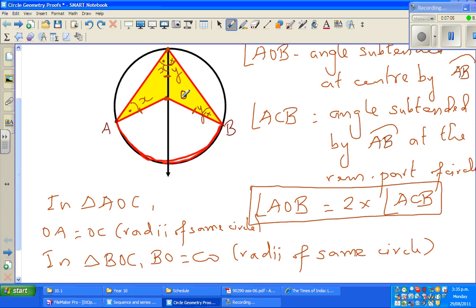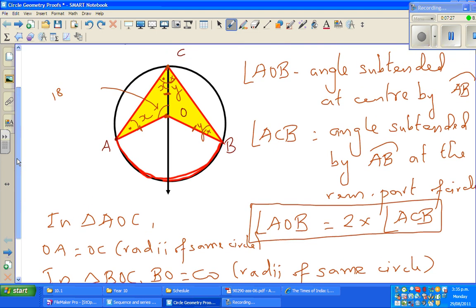Now, how much is this angle? The angles in this triangle add to 180. So if this is x and this is x, angle AOC is 180 minus 2x. In the same manner, in triangle BOC, if this is y and this is y, this angle would be 180 minus 2y.